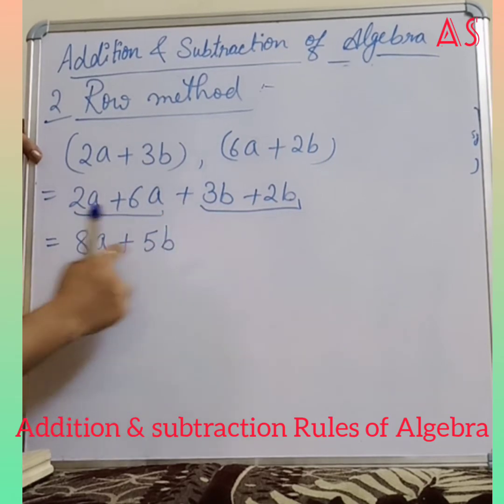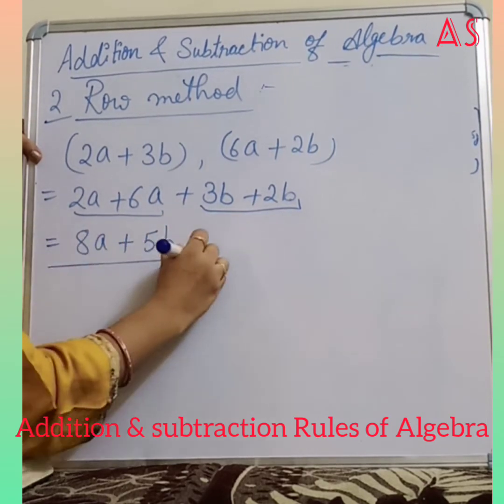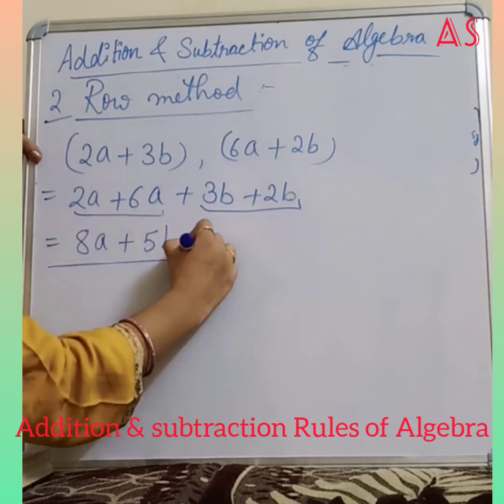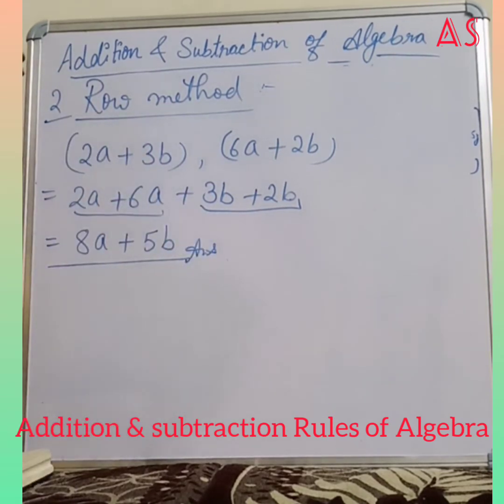Now both are unlike variables, and unlike variables never add or subtract. So this is our answer. This is the row method to solve addition. Now subtraction.